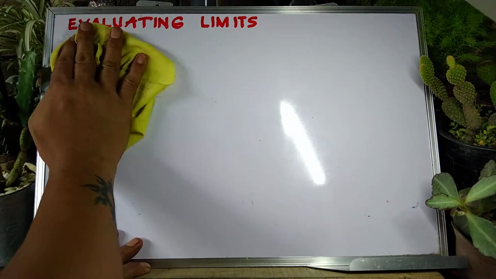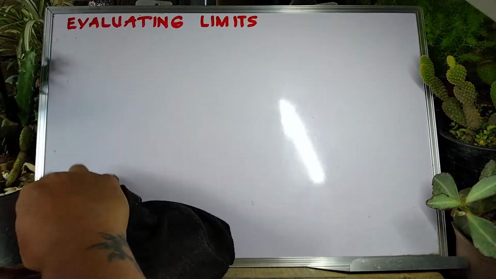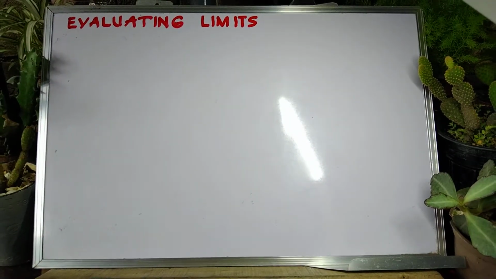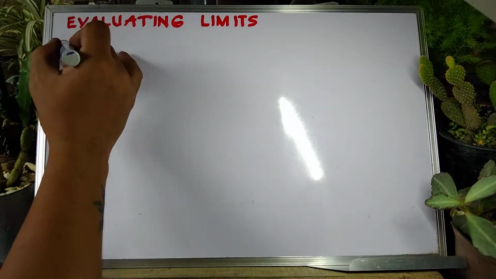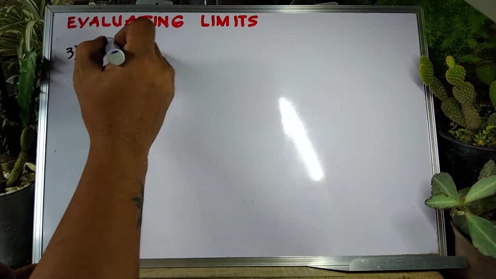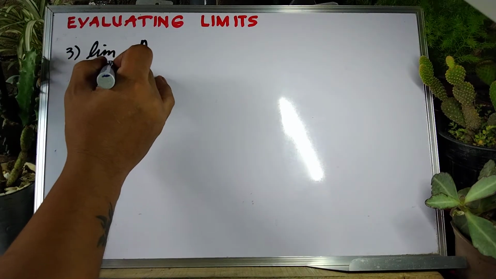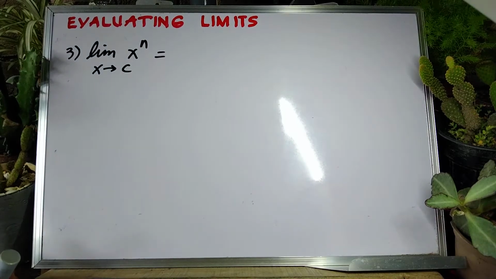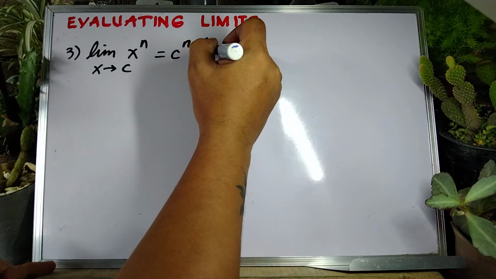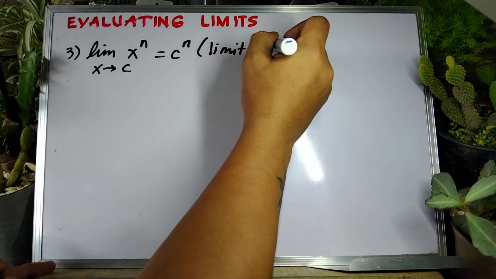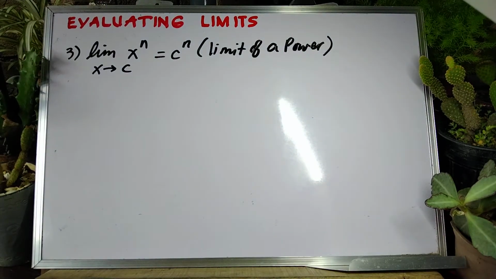Okay, bibigay ako ng isa pang limit theorem. Okay, the limit of a power. Number 3, the limit of power, limit of x to the power of n as x approaches c is equal to c to the power of n. And this is what we call the limit of a power. Okay. Yan yung limit of a power.